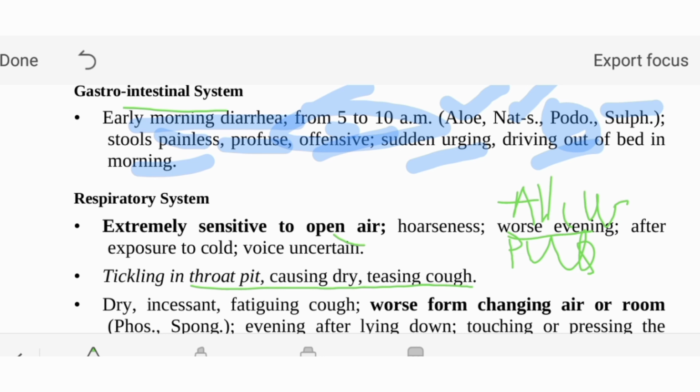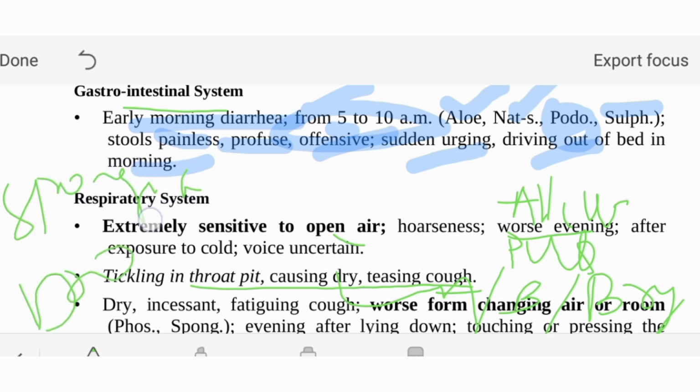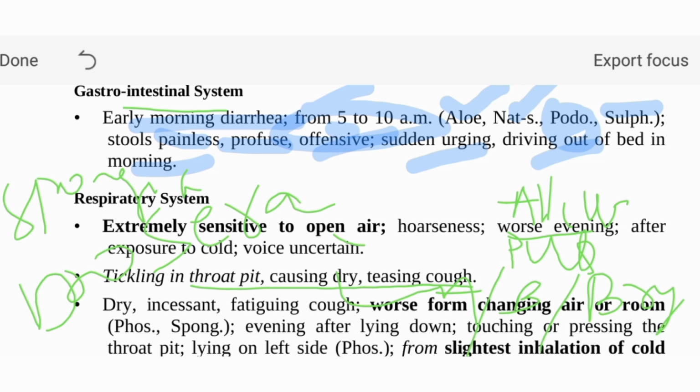Then what happened? There will be tickling in the throat pit causing a dry and teasing cough. So dry cough, where other drugs: aconite is dry cough, then belladonna is also dry cough, bryonia also dry cough, spongia also dry cough. So you can remember by comparing like that: spongia is dry, bryonia is dry, belladonna is dry, drosera is dry. So five drugs you should always remember by comparing their dryness.